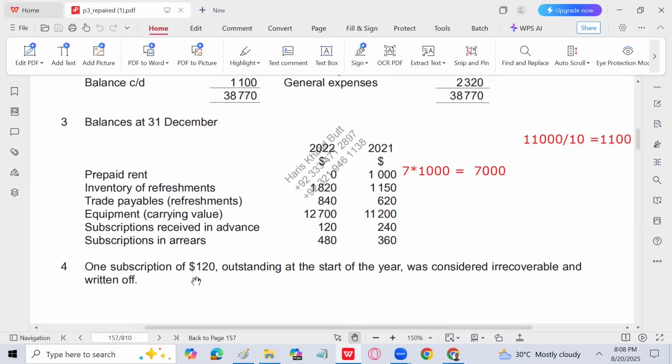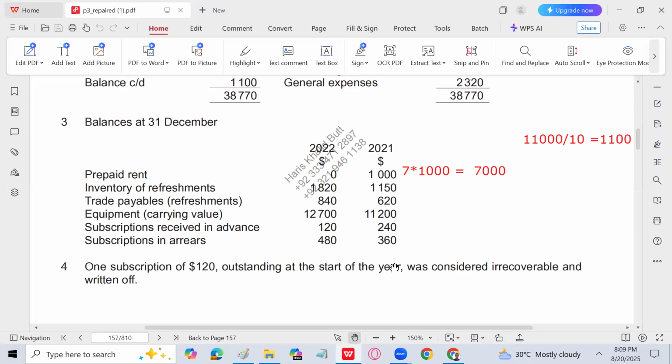One subscription of $120 outstanding at the start of the year was considered irrecoverable and written off. So that will be considered as bad debts. But here is a very important point. From the accrued subscription, from the subscription in arrears at the start, which is given as 360 here. Out of 360, the examiner has said that 120 has become bad debts. It makes sense. But if nothing is mentioned and he has stated that accrued subscription is not received, we will consider that all 360 will become bad debts.